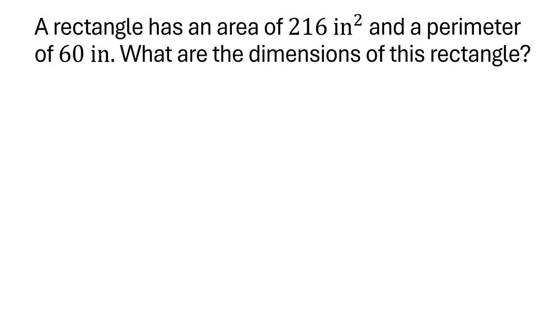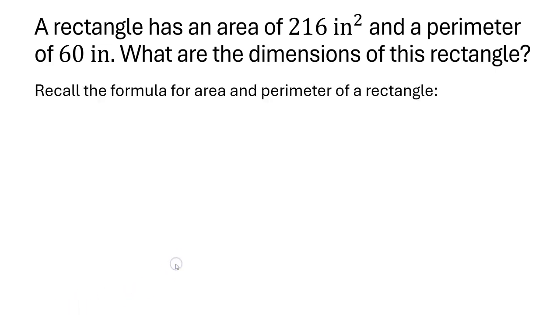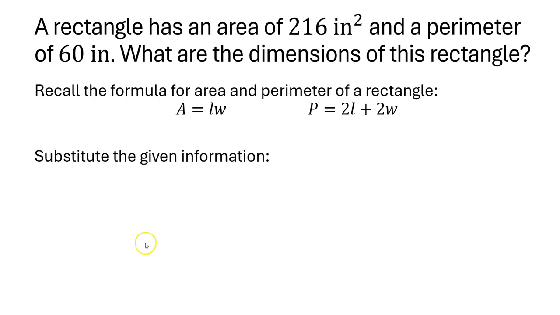Well, we know area and perimeter, so let's recall those formulas. The area of a rectangle is length times width, and the perimeter of a rectangle is 2 times the length plus 2 times the width. So what is the information we know? Let's substitute that in. We know the area is 216, so 216 equals length times width, and the perimeter is 60, so 60 equals 2L plus 2W.